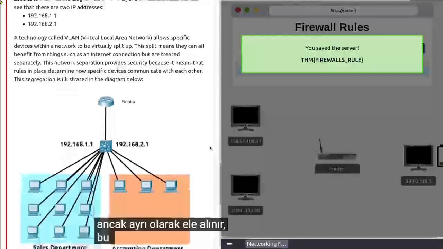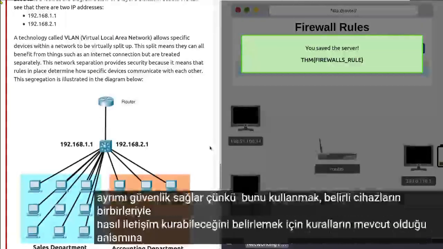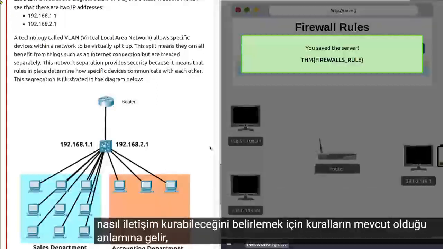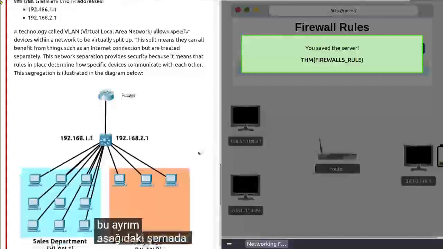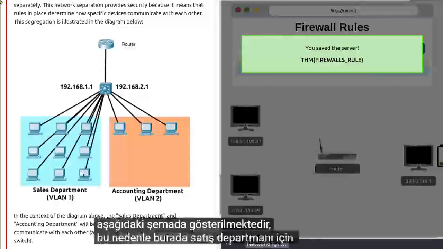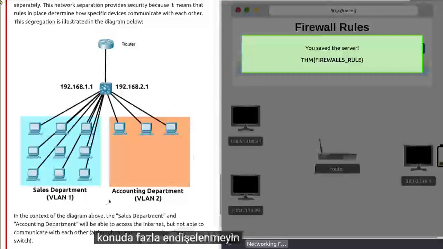This network separation provides security because it means that rules are in place to determine how specific devices can communicate with each other. This segregation is illustrated in the diagram below. So here we might have one VLAN for the sales department and another for accounting. Don't worry too much about that right now, just know that this is a way that we can divide up networks.